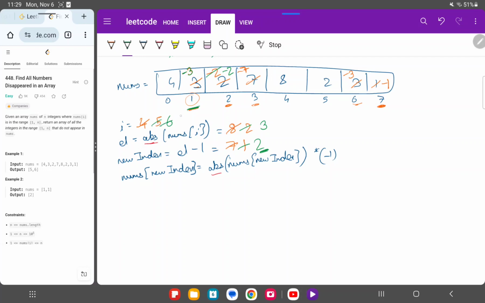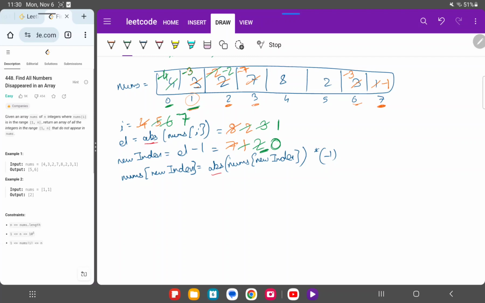Then we move on to i equals 7, the last element. So what would be the element value in this case? The absolute value of whatever there is. So the absolute value of -1 gives us 1. So the new index would be 0. So what do we do next? We update the value at new index 0. Whatever there is, get the absolute value of that. So the absolute value of 4 would be 4, multiply it by -1. So this would become -4.